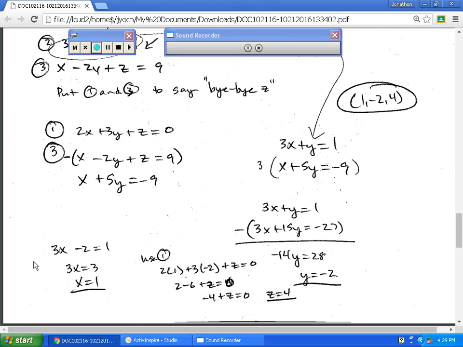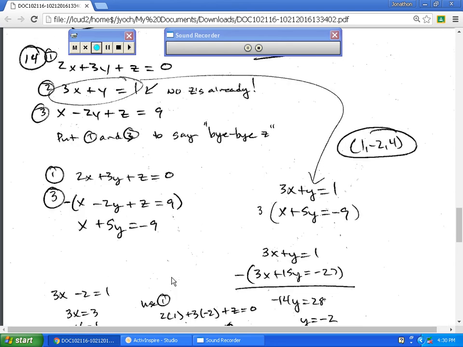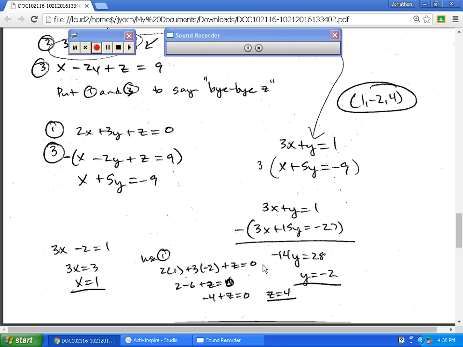Fantastic. Take that negative 2 and maybe plug it in right here. 3x plus a negative 2 is 1, or 3x minus 2 is 1. You're going to get x is 1. Then use equation 1 as I had here. Plug it in. 2 times x plus 3 times y plus z is 0. Dot, dot, dot. You get z equals 4.